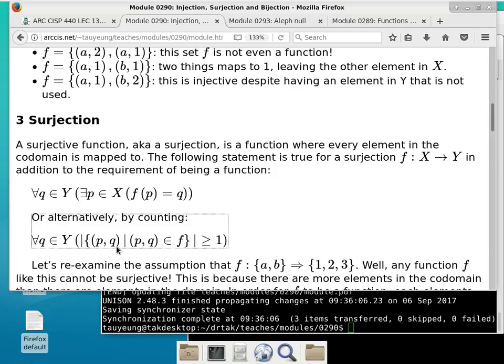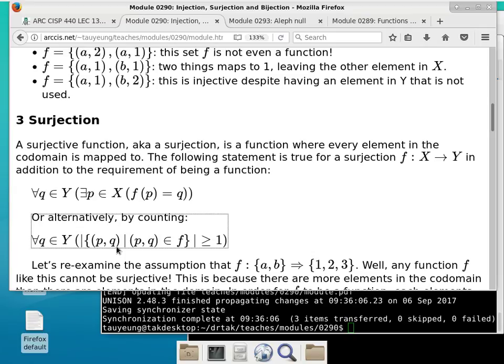If your cardinality is over 1, though, it's not a function. No, it is still a function because remember, Q is from Y. Multiple things from the domain can map to the same thing in the codomain. It's not the other way around. You cannot have one thing in the domain mapped to multiple things in the codomain, but the other way around is okay. So that's why I only put a requirement of greater than or equal to 1.